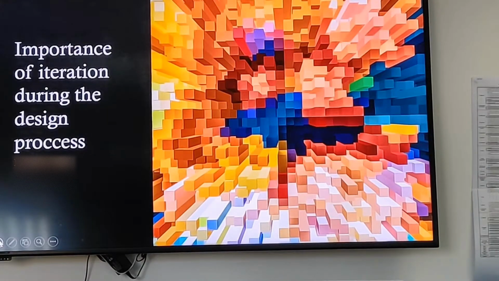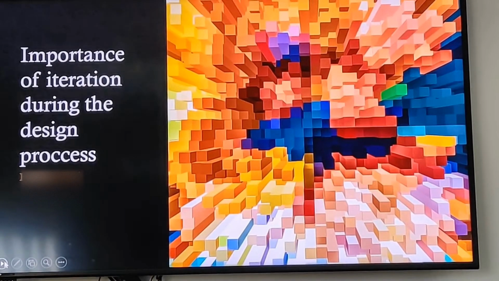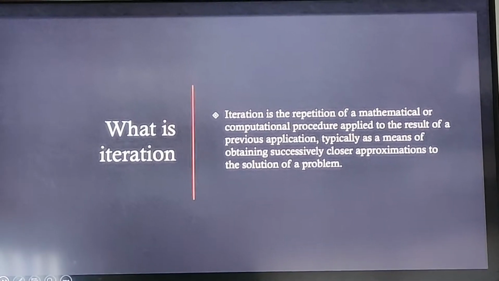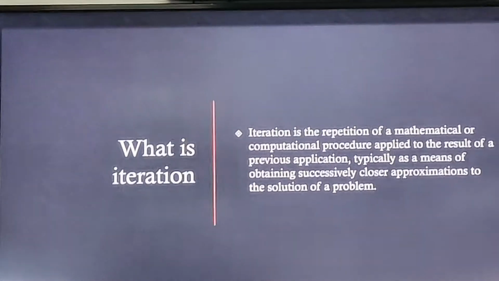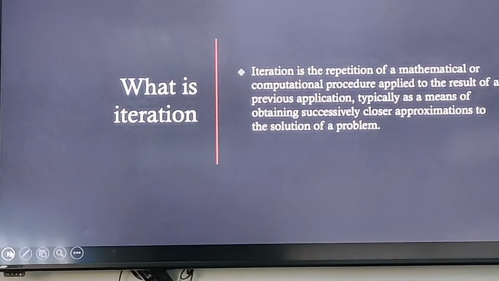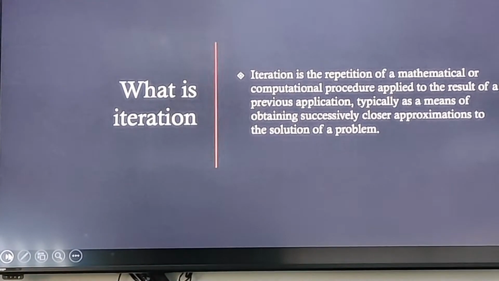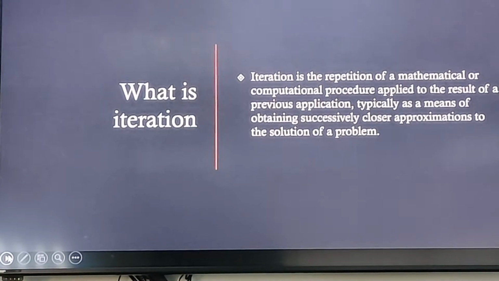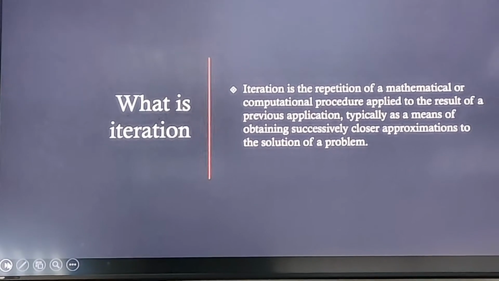So this is the importance of iteration during the design process. What is iteration? Iteration at its base is the repetition of a mathematical or computational procedure applied to the result of a previous application, typically as a means of obtaining successively closer approximations to the solution.